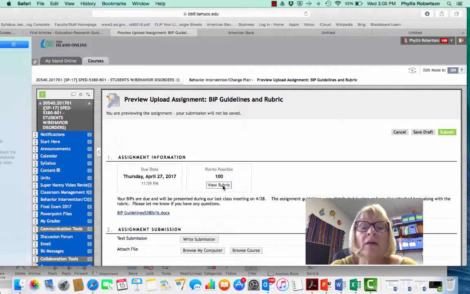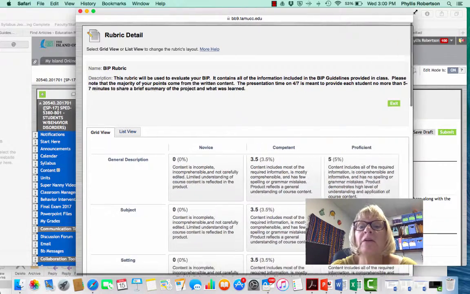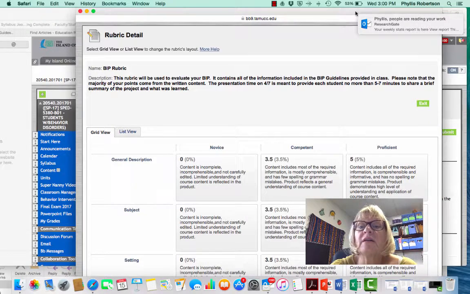So go on in, select View Rubric, and let me just quickly explain how this is going to be used and what you should expect.